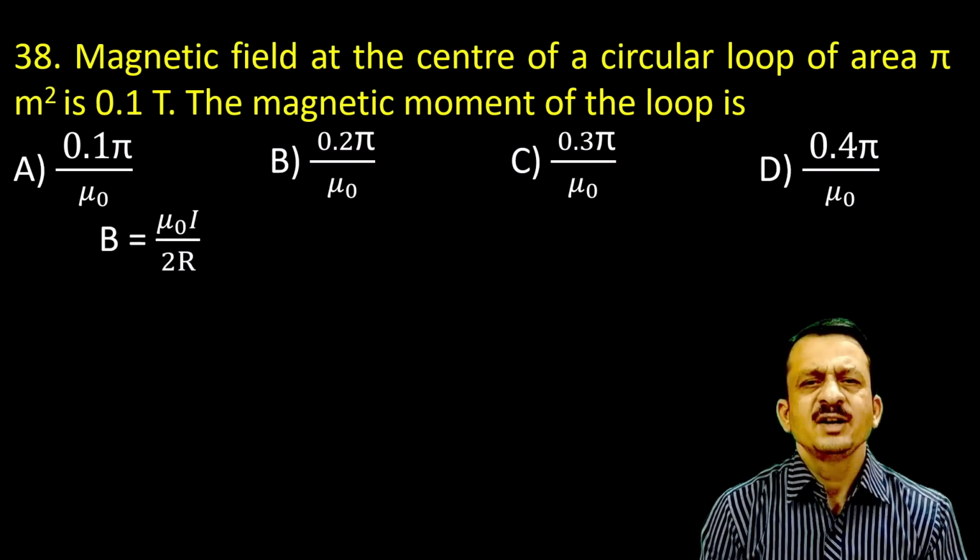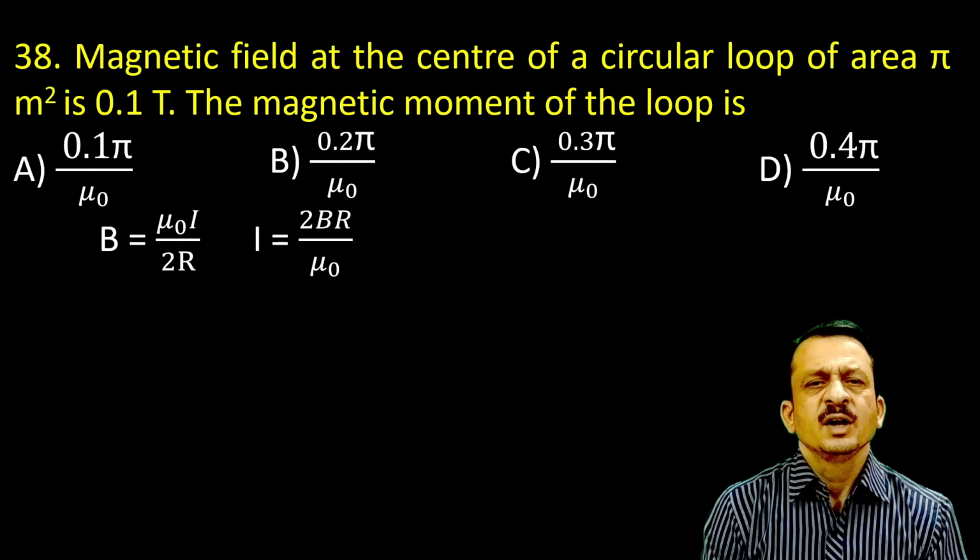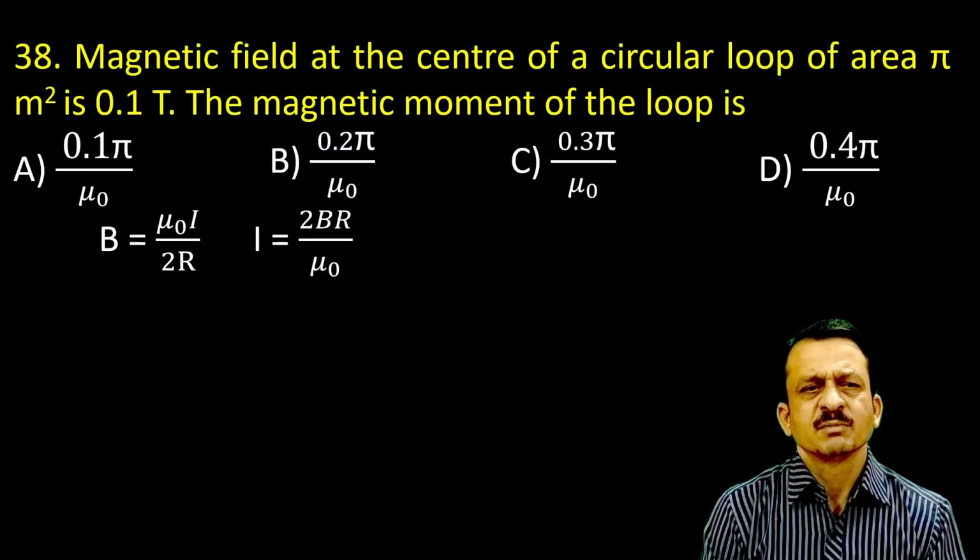The magnetic field due to a circular loop is given by mu naught I divided by 2r. Now here radius is not given. First we have to calculate the current from this expression. Because they have given the magnetic field, first we have to find what is the current flowing through that circular loop. Therefore, from this expression, current I is given by 2Br divided by mu naught. It is one expression. Now, magnetic moment is equal to I into A.